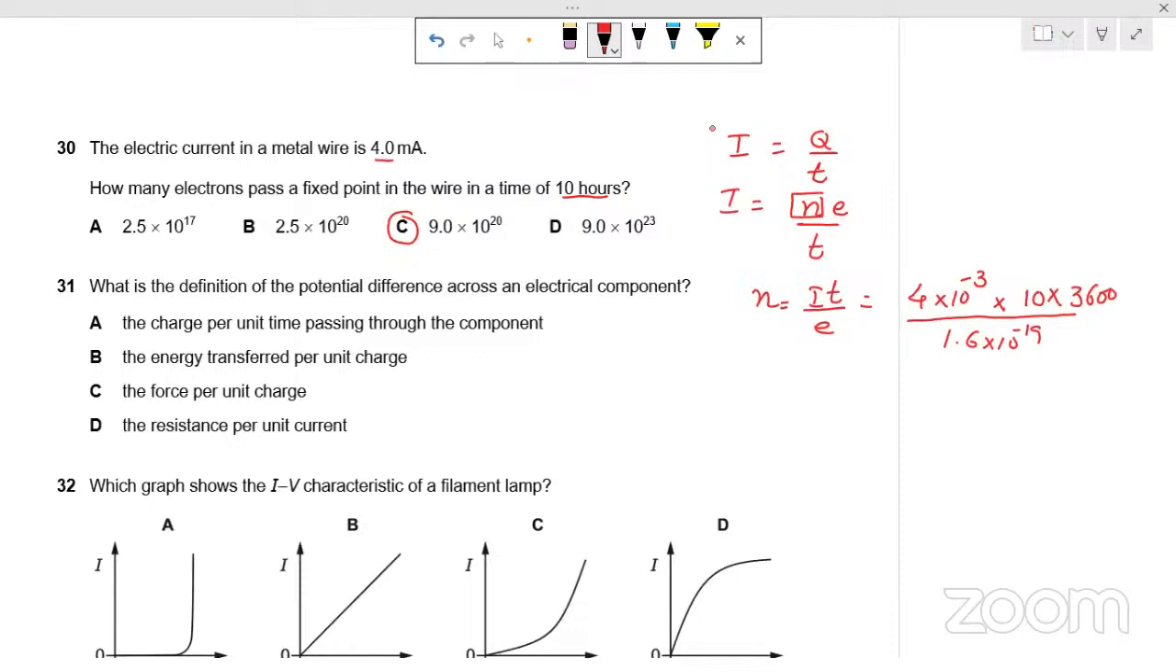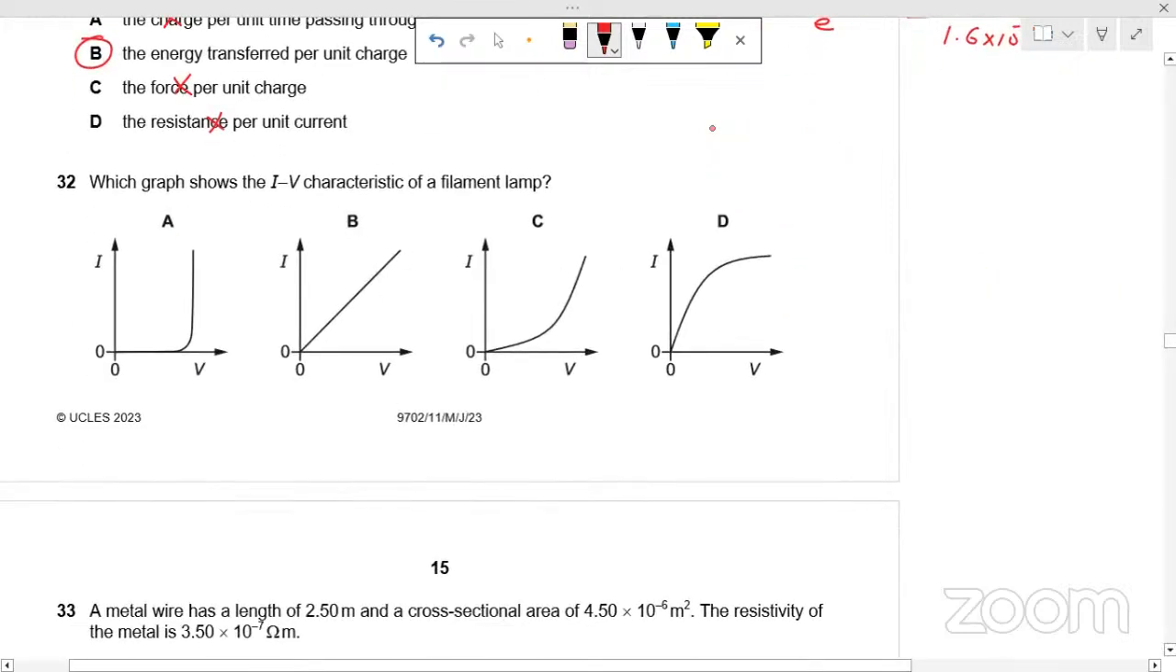What is the definition of the potential difference across the electrical component? Potential difference is energy transferred per unit charge. Force per unit charge, resistance per unit charge, charge per unit time passing through a component is current. The energy transferred per unit charge.